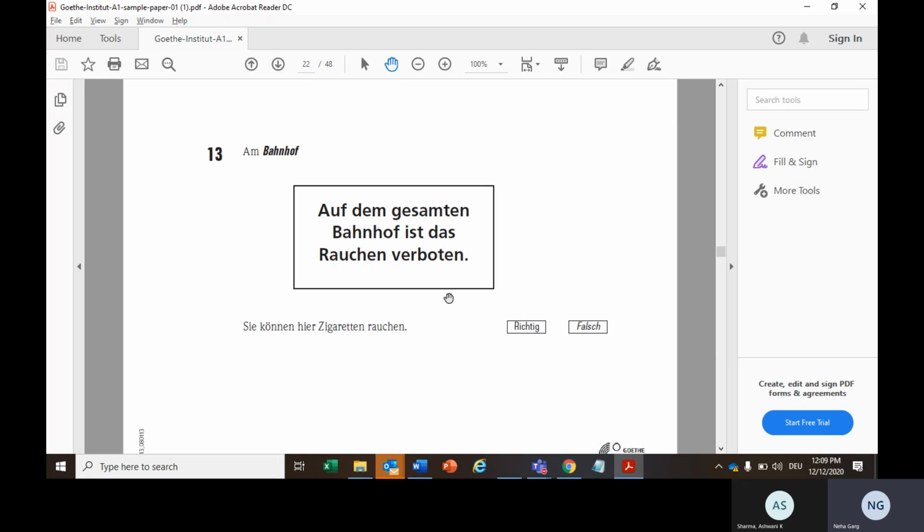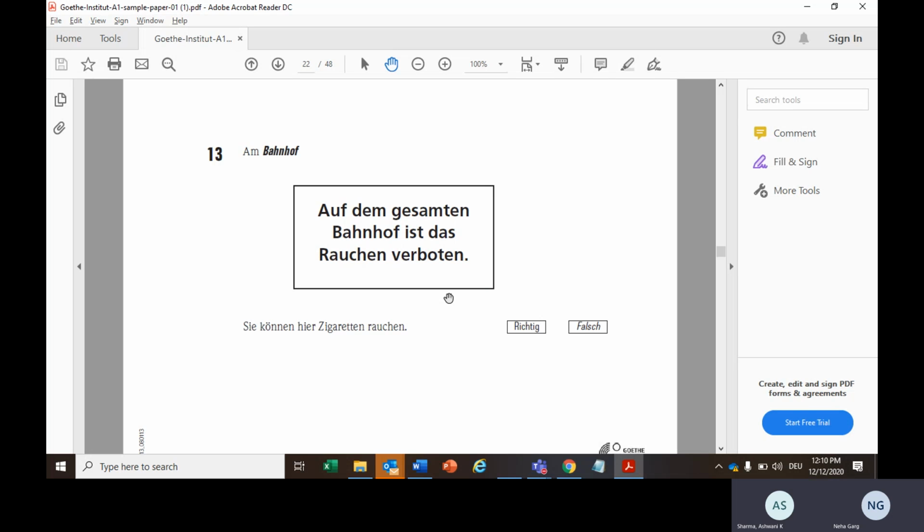Bahnhof. Bahnhof is the port. No, the railway station. Oh, yes. Railway station. Auf dem gesamten Bahnhof ist das Rauchen verboten. Rauchen is to smoke. At the entire railway station, gesamten is basically entire. So at the whole railway station, it is not allowed, it is prohibited to smoke.